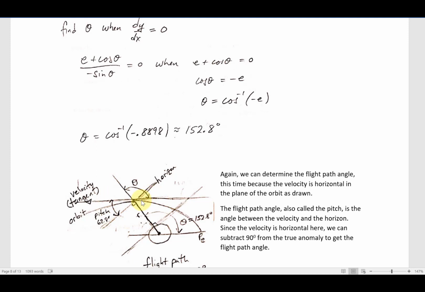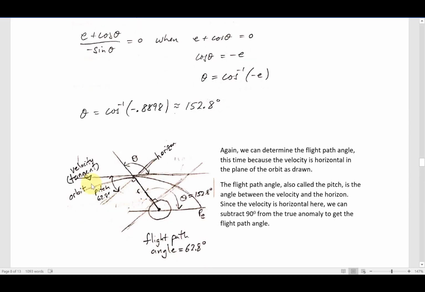This is once again a specific point where I don't have to do anything fancy to figure out the pitch or flight path angle. What is that flight path angle? We can determine it this time because the velocity is horizontal in the xy plane of the orbit as drawn here. So the flight path angle, also called the pitch, is the angle between the velocity and the horizon.